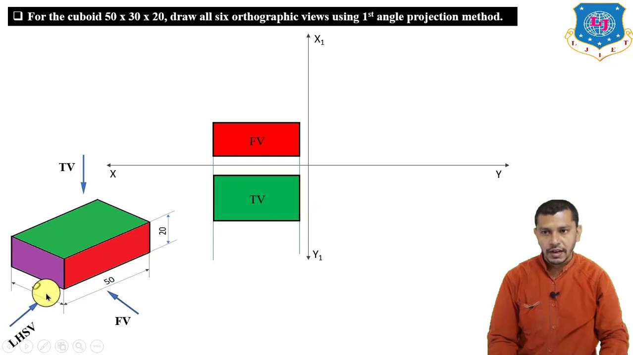Now we have to draw the left hand side view. So the left hand side view will be on the right hand side of the front view, and you can see that the left hand side view will be a rectangle showing the surface.